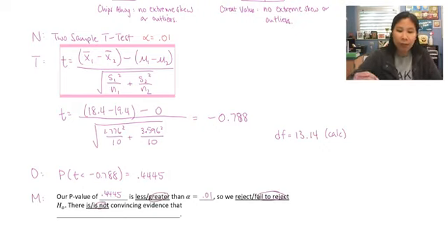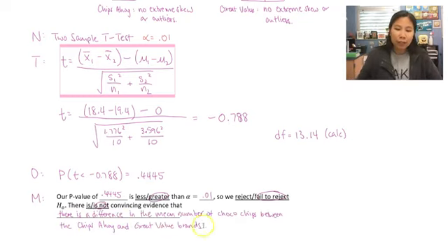There is not convincing evidence that there's a difference in the mean number of chocolate chips between the Chips Ahoy and Great Value brands. One thing I want to point out here is in your conclusion, make sure you're using the word mean, because we are dealing with true means here. So the difference in the mean number is basically saying, like, we're taking the averages of each of our populations and subtracting them, and that difference in the means is what we're looking for and what we're trying to draw conclusions about. So make sure we're not just talking about the difference in the number of chocolate chips, it's the difference in the mean number of chocolate chips, because that's the whole point of a hypothesis test.